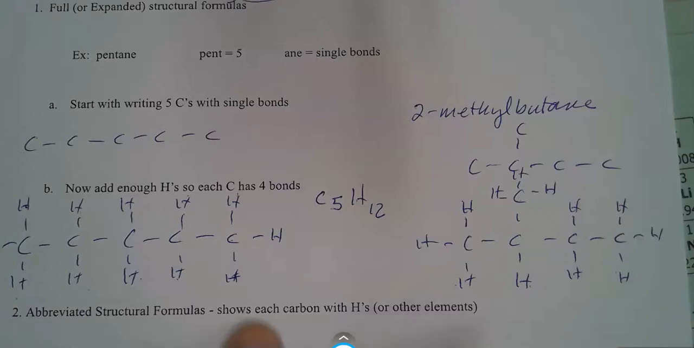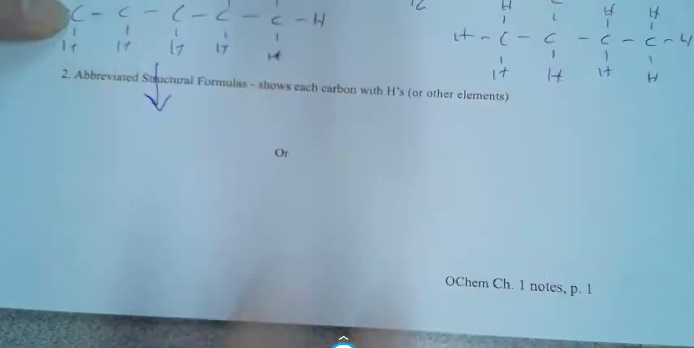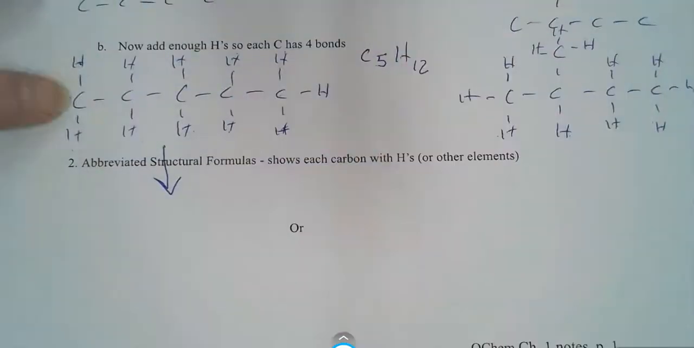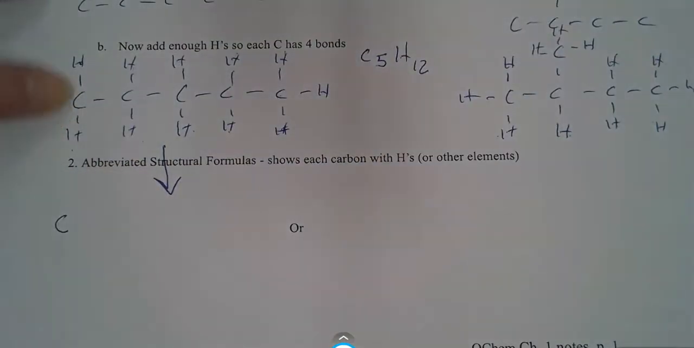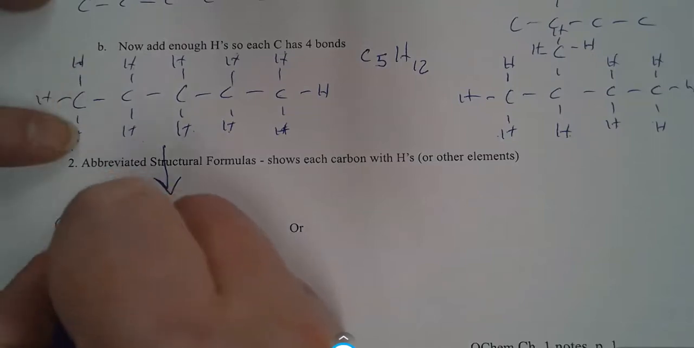formula. This shows each carbon with hydrogens or other elements. So let's look at this one. So take a look at the very first carbon. Okay, whoops, too far down. Let's take a look at the very first carbon right here. And what's on that first carbon? I have 1, 2, 3 hydrogens.